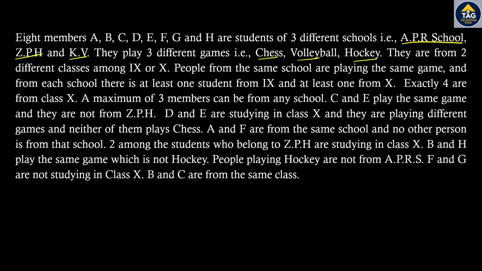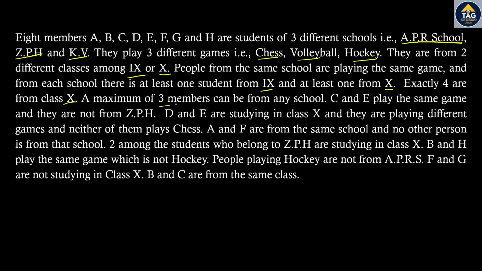They are from 2 different classes. So these 8 students belong to either 9th or 10th. Each student among these 8 members should be either from 9th or 10th. People from the same school are playing the same game. And from each school, there is at least one student from 9th and at least one from 10th. So from any given school, we have 3 schools here: APR school, ZPH and KV. If you pick any school at random, you should find at least one student from class 9th and at least one from class 10th. And it is also mentioned that exactly 4 are from class 10.